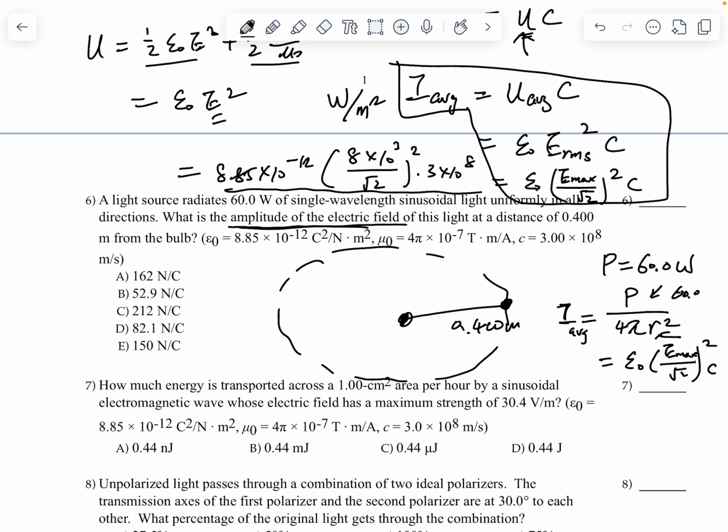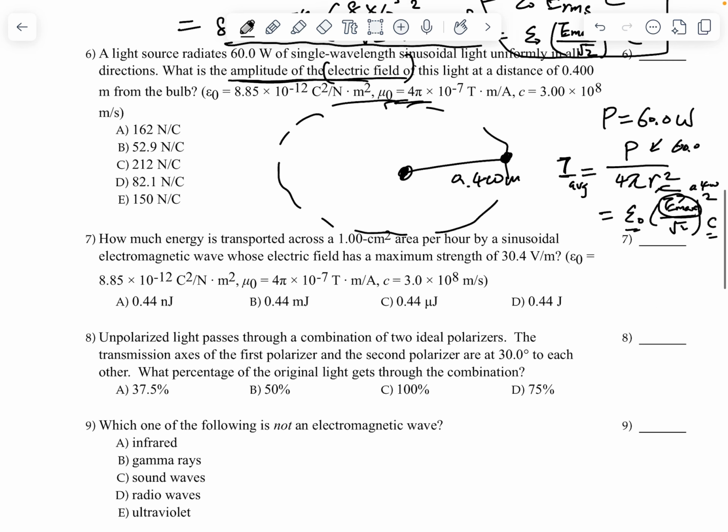You know this one, and you know c. So everything is given except the one we're looking for: the amplitude of the electric field. If you're looking for the amplitude of the magnetic field, then you have to use mu naught.